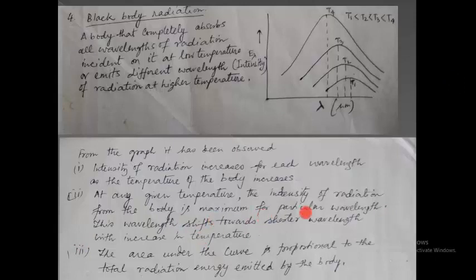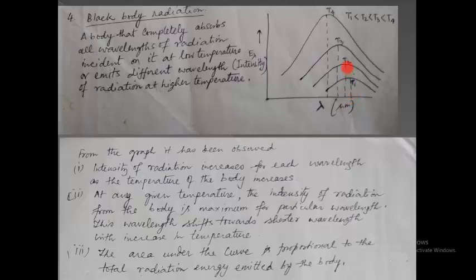Now, the second point says that at any given temperature, the intensity of radiation from the body is maximum for a particular wavelength, and this wavelength shifts to a shorter wavelength with increasing temperature. This is a very important point. Again, coming back to this curve, you just select any curve. Let us say the first curve, which indicates that this curve is for the black body when it is kept at temperature T1. For this curve, with wavelength the energy density increases, reaches a maximum and then decreases. The maximum energy density happens for a given wavelength. Let us say this wavelength is lambda m.